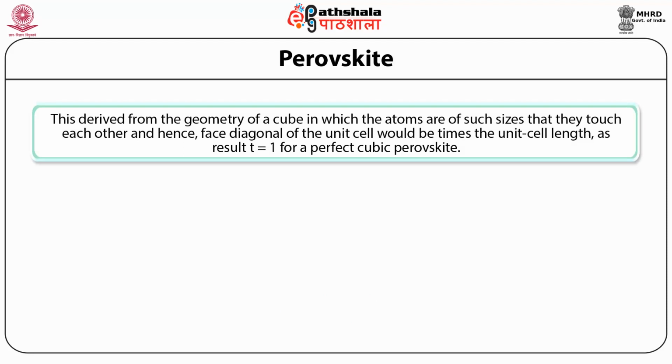This is derived from the geometry of a cube in which the atoms are of such sizes that they touch each other, and hence the face diagonal of the unit cell would be root 2 times the unit cell length. As a result, T is 1 for a perfect cubic perovskite.